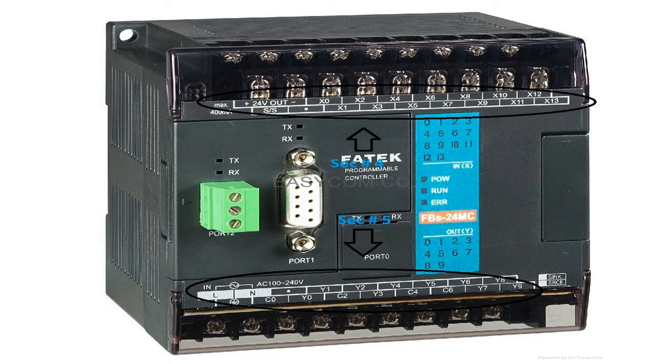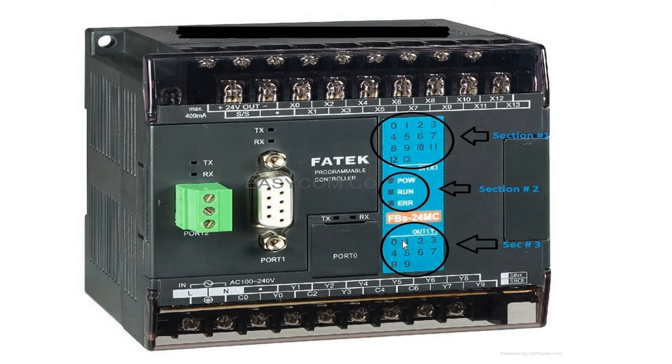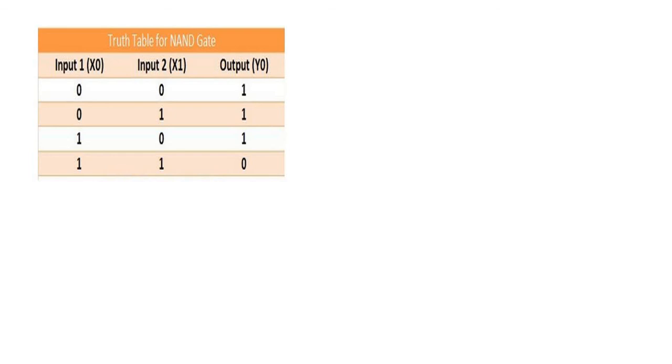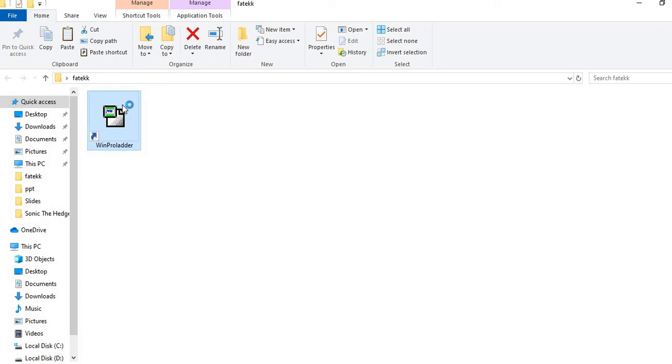Now you can see port 0 in the above image. This is the port where you plug your serial wire in the PLC and connect it with your computer in order to upload the programming code. Now students, we are going towards our software for simulation, which is WinPro ladder software, and we will simulate some logic gates in our software. So now moving towards the software. Students, now I'm going to open WinPro ladder software. Now it's open.